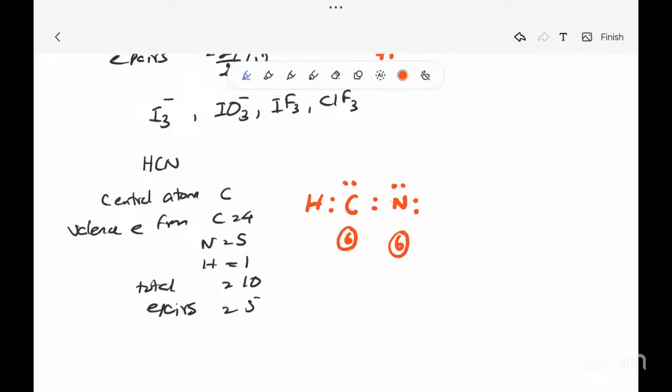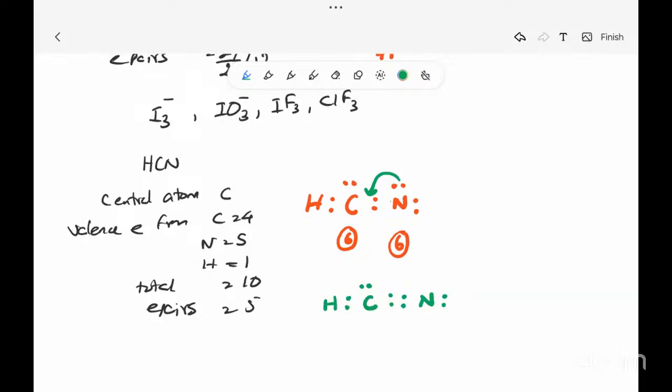So what we could do is we will place a lone pair in between these two, like this, right? Then we can see something like this. Hydrogen, carbon, then a double bond, nitrogen, and like this, right?